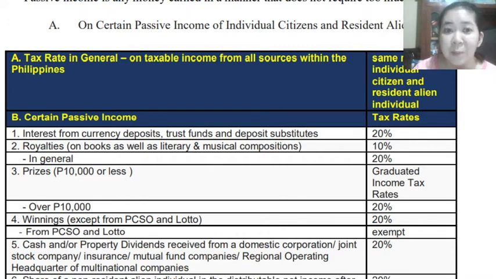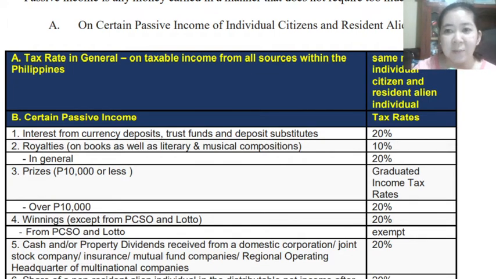10% is only for the books, literary, and musical composition, because they can also earn royalties from the sale of other things like a design that they sell to a producer. While that item is sold, they are still earning royalties for it, or from other transactions for royalties. So again, in general, that's 20%.